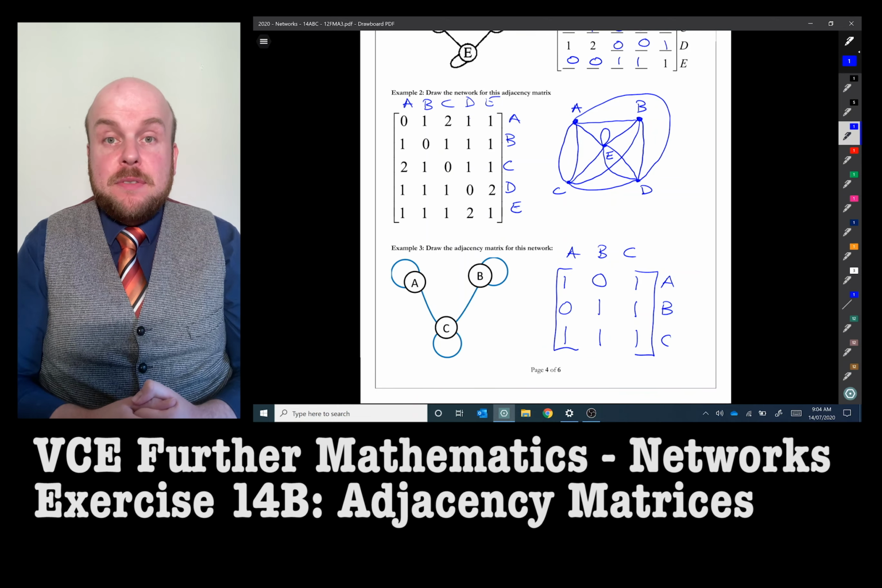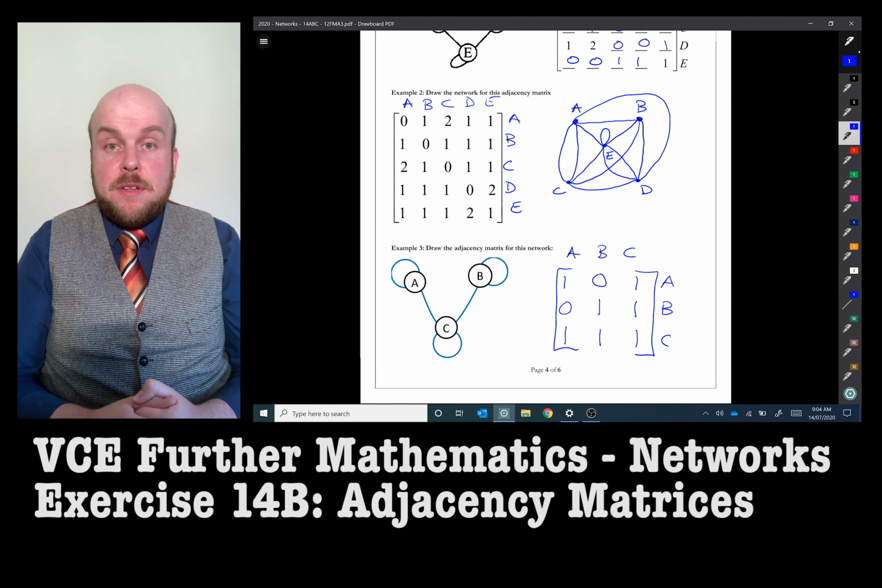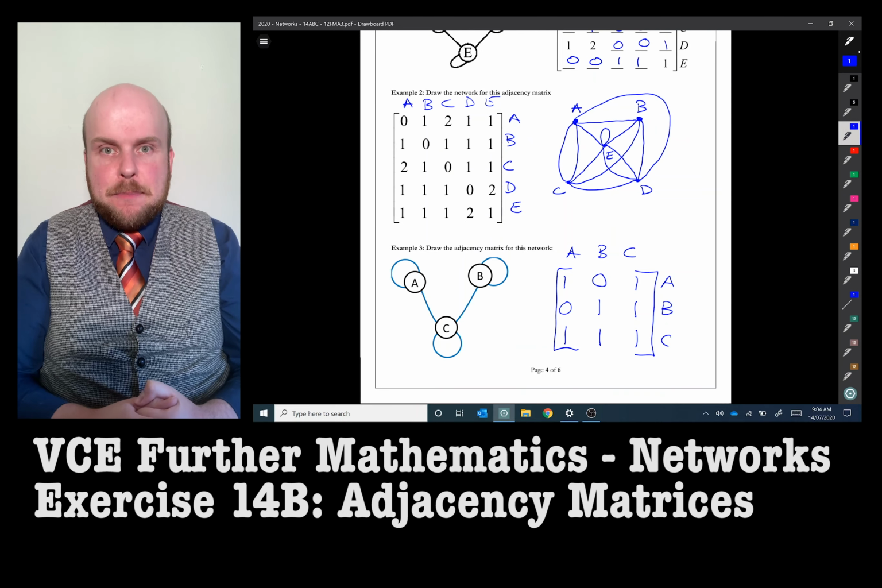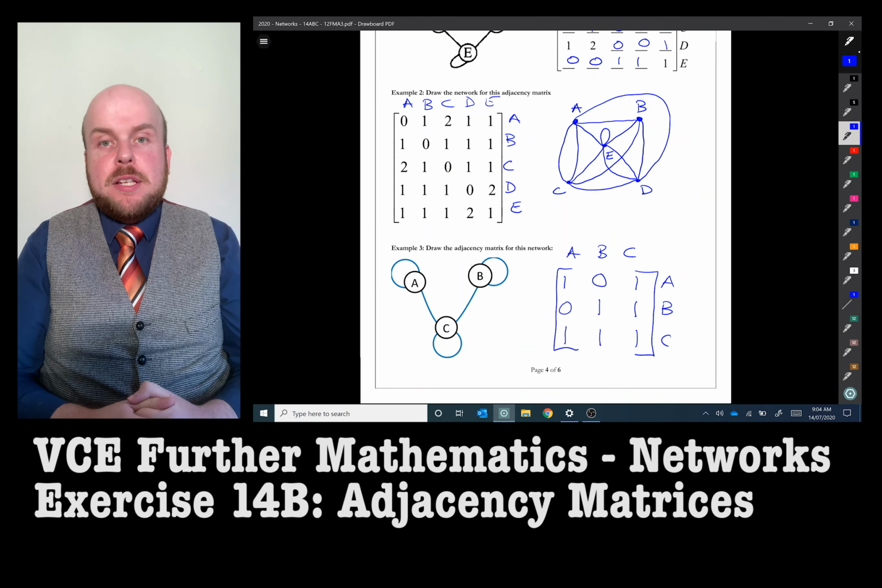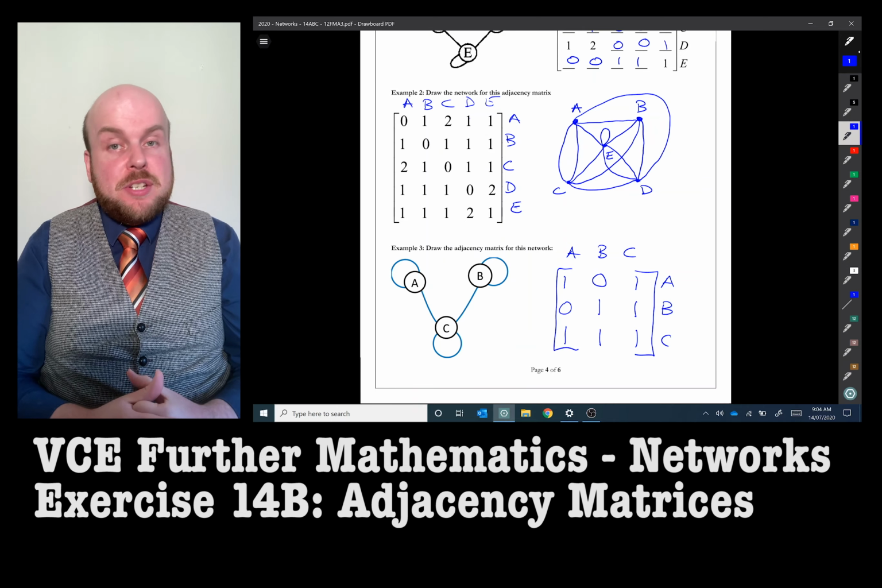For the purposes of networks, we don't need to do any further solving using matrices. That's a separate module altogether. But you are expected to be able to convert from an adjacency matrix to a network and back again.